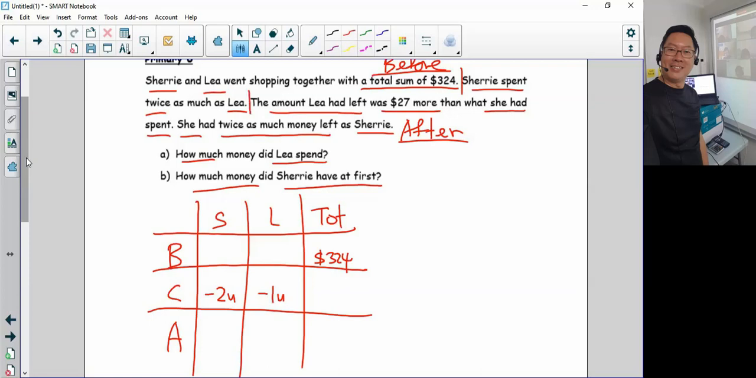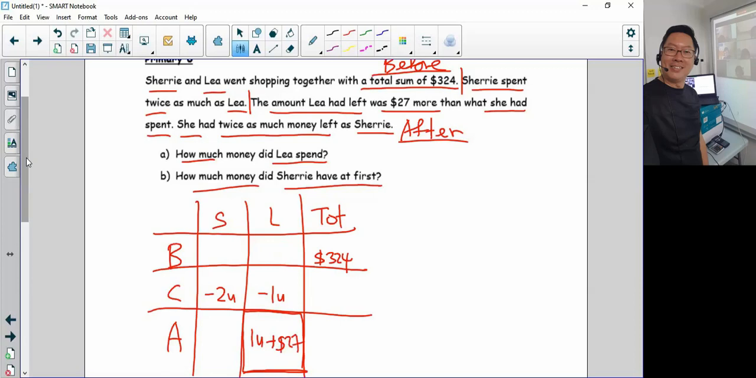The amount that Leah had left. So which box are you looking at? You're looking at this box. You're not looking at this box already. So the amount that Leah had left was $27 more than what she spent. So how do you put it inside? 27 more than what she spent, which is 1 unit. She spent 1 unit. So isn't that 1 unit plus $27 more? That is the money that she has left.